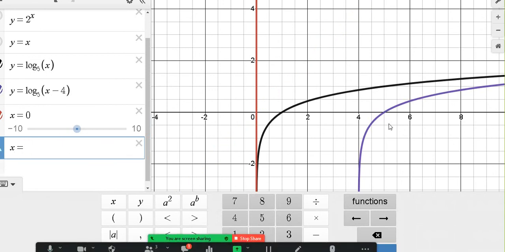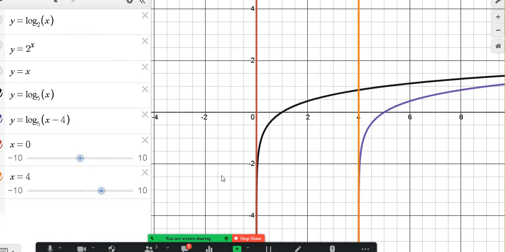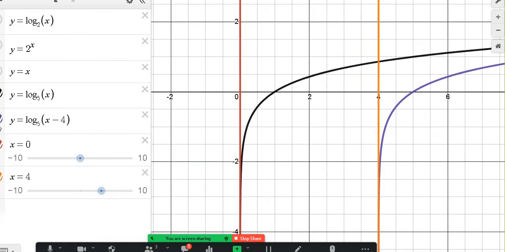What value of x? 4. It's been shifted to the right by 4. So let me put that in orange here. There. That's going to change your domain and range. Well, it's going to change your domain.